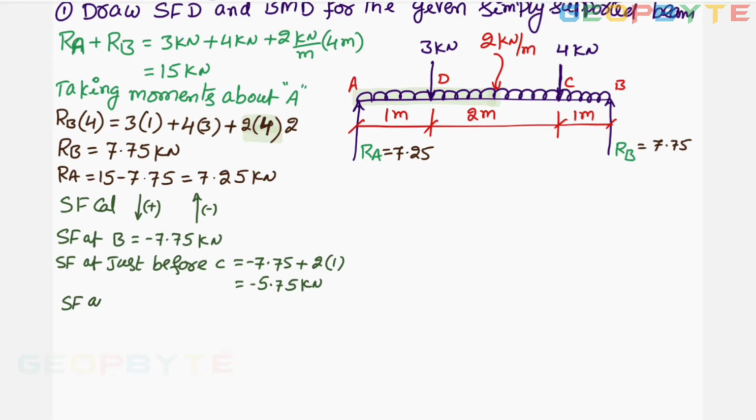Similarly, SF at exactly C equals, already minus 5.75 is there, plus exactly at C a 4 kilonewton point load is acting vertically downwards. Vertically downward force is positive, so plus 4, it is equal to minus 1.75 kilonewtons.